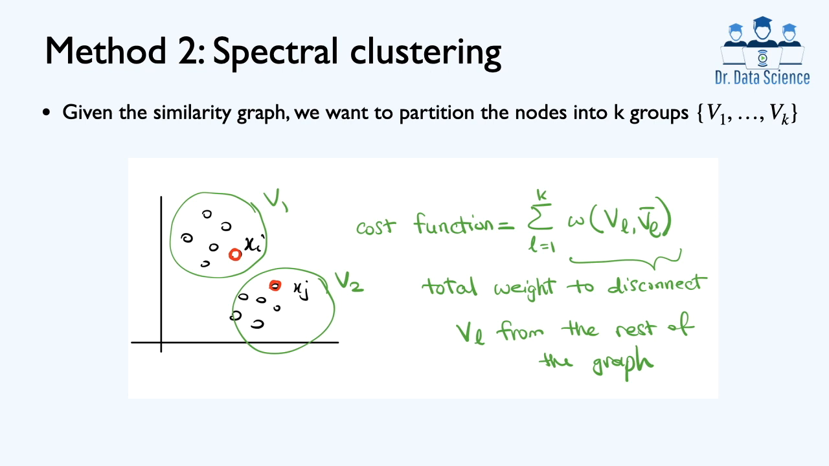Meaning that here, if I want to disconnect V1 from V2, what is the total weight? That's what we want to measure. And obviously this cost function works when we have any number of k clusters. The goal is to minimize this cost function because we want to keep data points or nodes that are similar to each other in the same group. So the goal is to minimize the total weight that we need to disconnect these k groups.